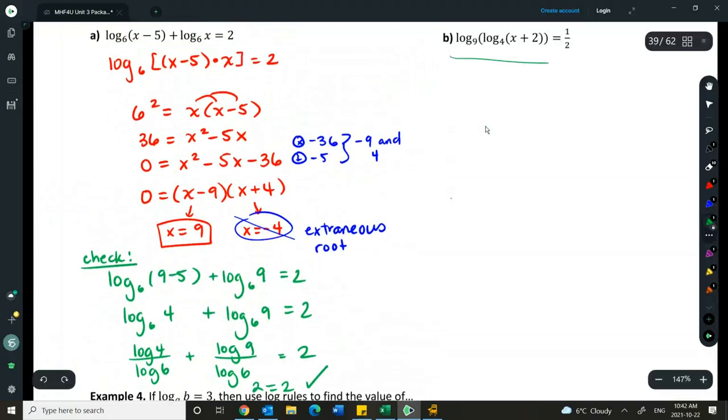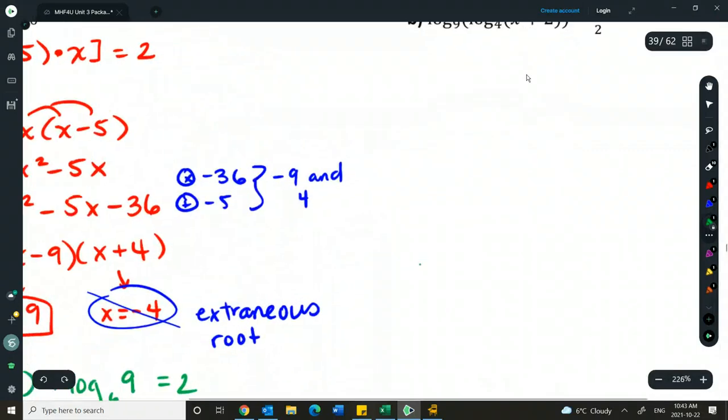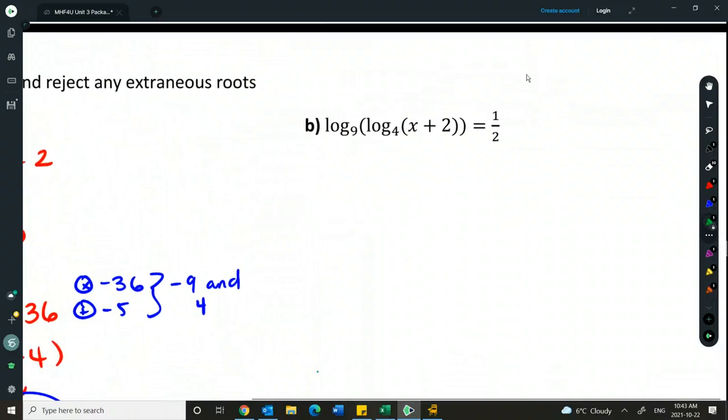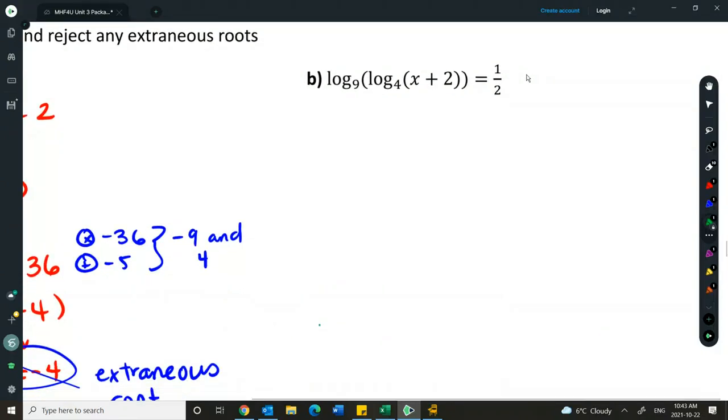Okay, this one's a different one. It's an interesting one. Any ideas for how we can start something like this? We have this x that we need to solve for that's sort of buried within 2 logarithms now. How do I start this? Bella, idea?